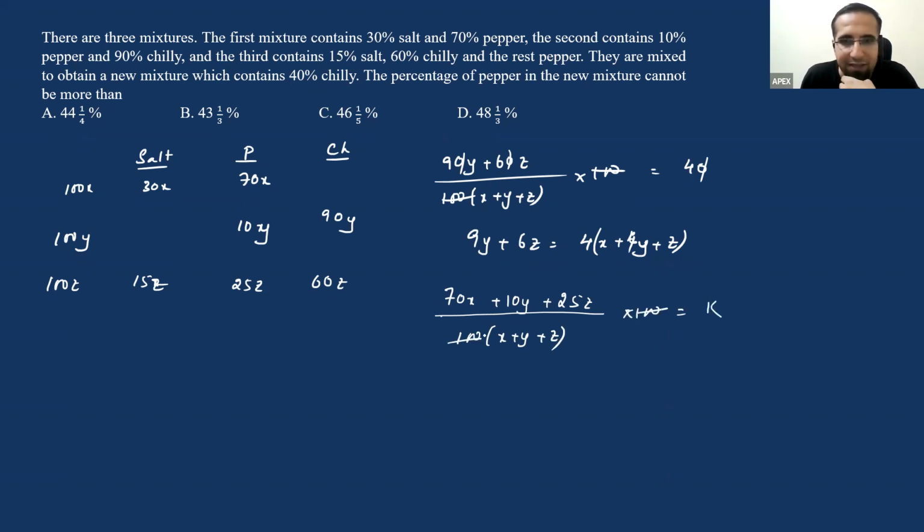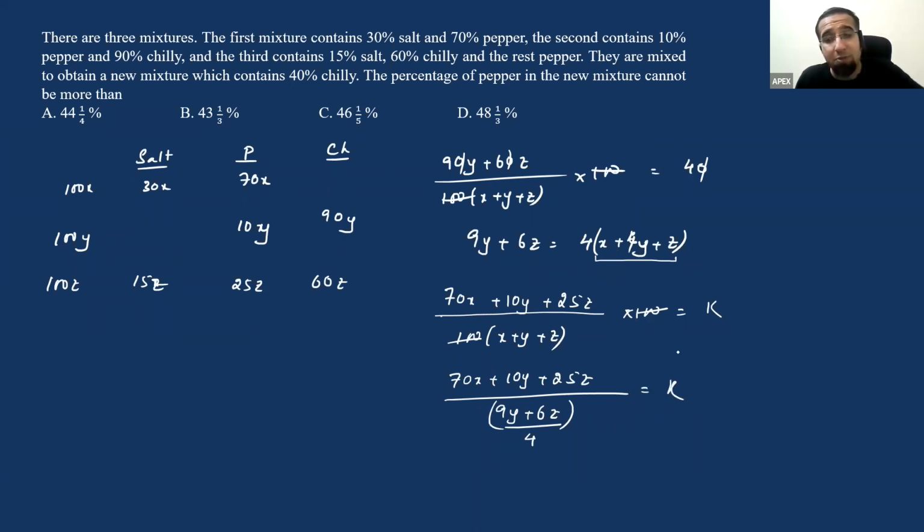If I take 100 and 100 gets cancelled, and if I replace x plus y plus z, so we have 70x plus 10y plus 25z. Worst case, I can write this as 9y plus 6z by 4. But if you observe, if this is equal to k, even if I use my options, this might be a very lengthy calculation. And trust me, this is a question which is not even required for CAT. So when I went into it and started solving, I thought this is not even required for CAT. So this question is ideally to be left in the examination, way more difficult than what is actually expected of you in CAT. So therefore, you can directly leave this question in the examination.